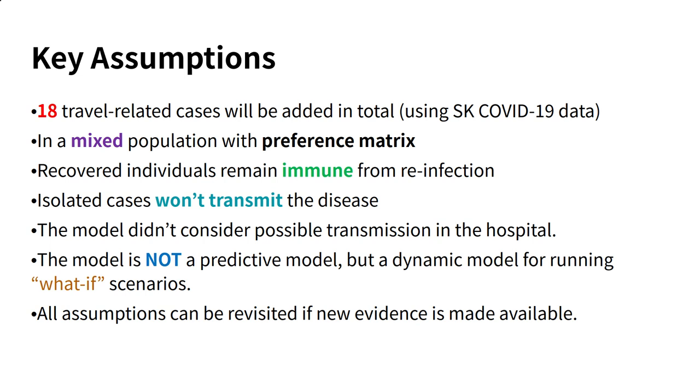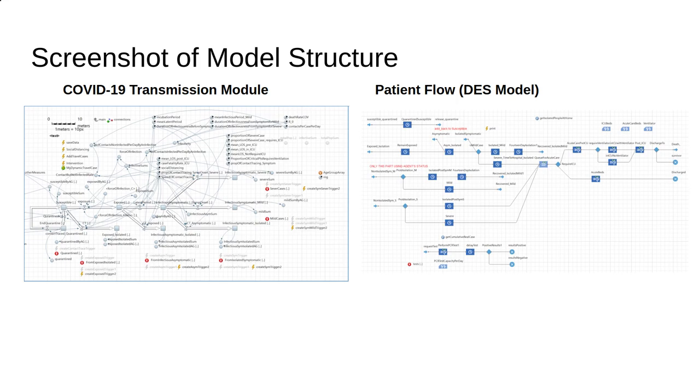This model does not yet consider possible transmission in the hospital or care facility, but it does represent an individual level in a way that would afford that. And indeed, this is one of the priorities. This is a dynamic model for running what-if scenarios, not a predictive model, and the assumption is that assumptions will be refined over time, including the representation of, for example, oligosymptomatic individuals who are persistently asymptomatic.